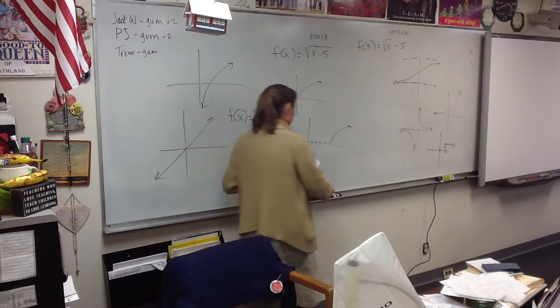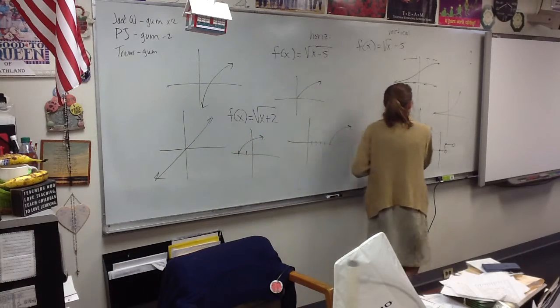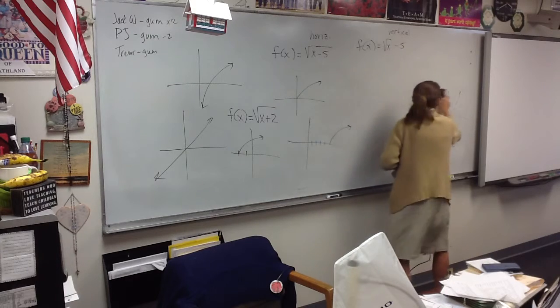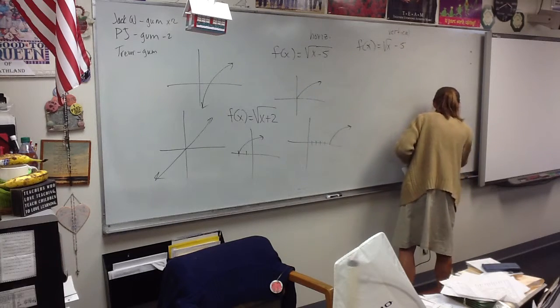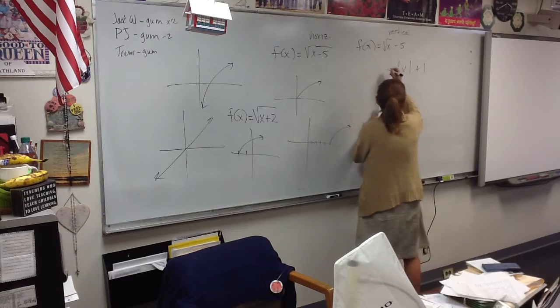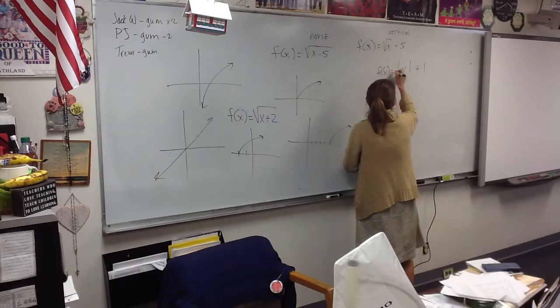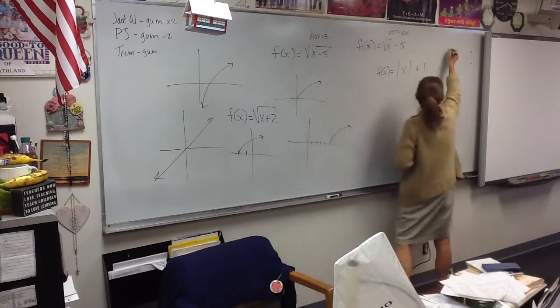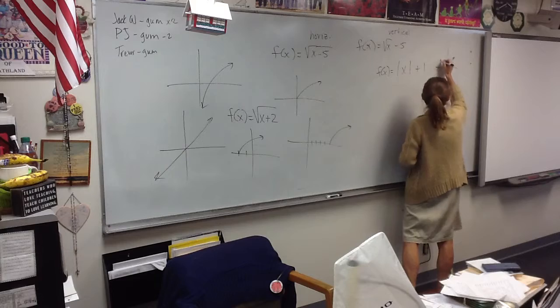Now B. What shape am I going to start with? This is not a square root. B is not a square root. B is an absolute value. What shape is an absolute value? A V. So the normal picture, what I have memorized, is that.